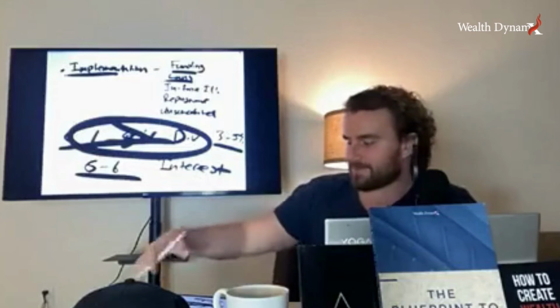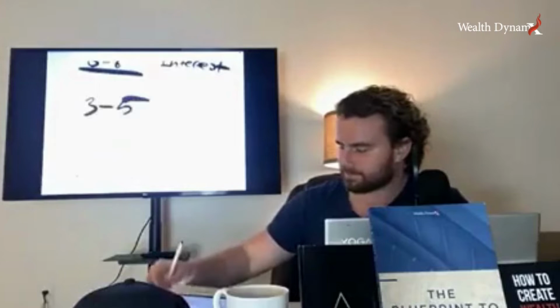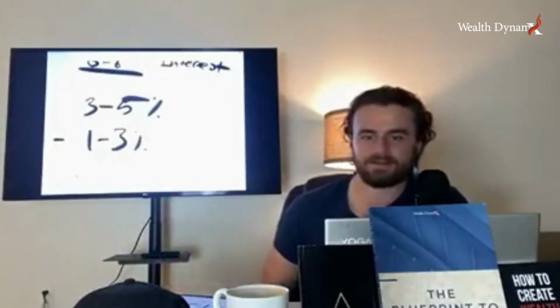So how do you make this work? I'm earning 3 to 5. I said you can earn 3 to 5 and only pay 1 to 3. How do we go about doing that?